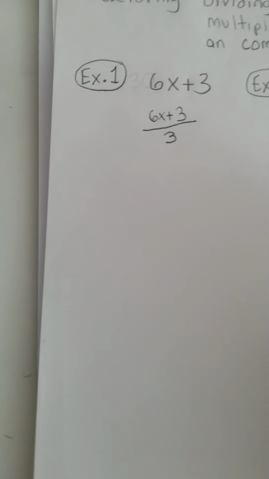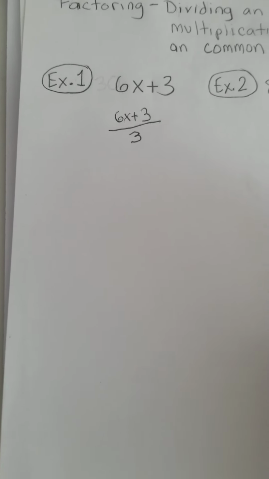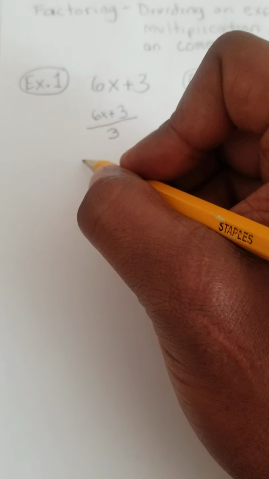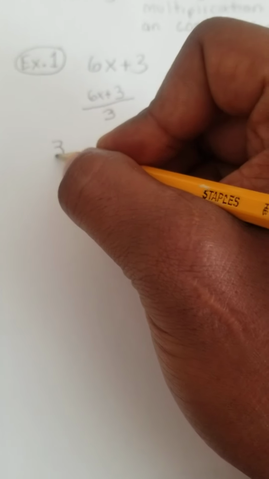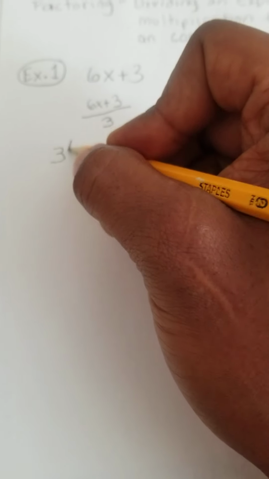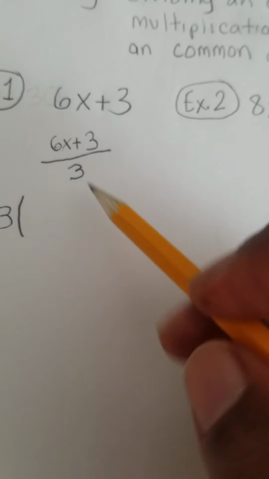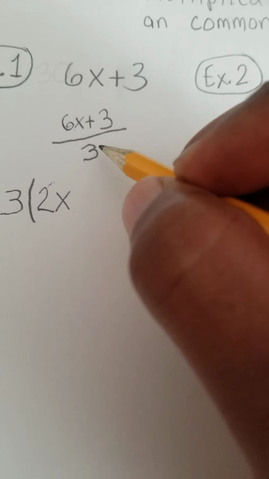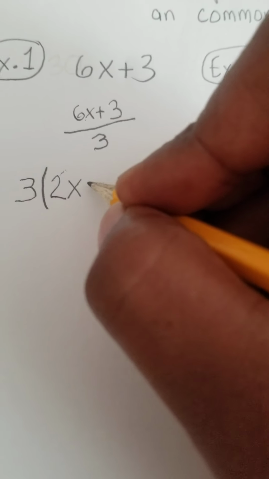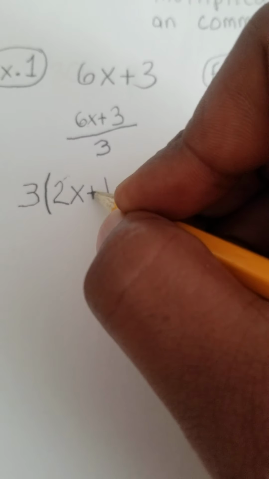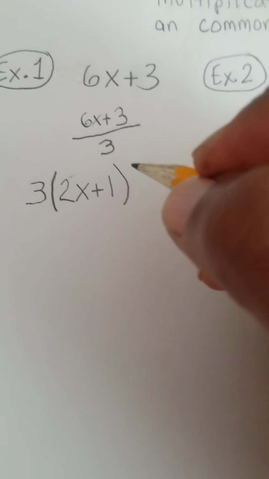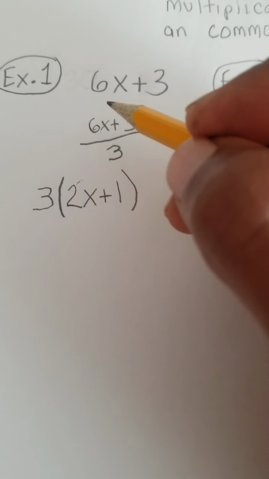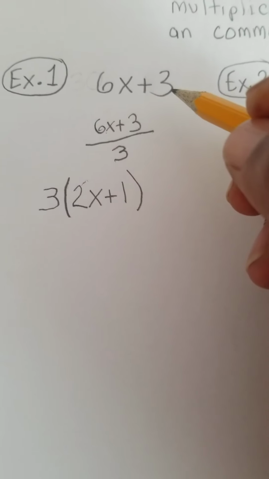Like I said, factoring is the opposite of distributive property. Since I've divided by 3, I've pulled the 3 out of my terms. So here I have 6x divided by 3. Of course, 6 divided by 3 is 2, giving me 2x. And then I have 3 divided by 3. Anything divided by itself is 1, and it's a positive 1, plus 1. So 3 is the greatest term that can divide into 6x and positive 3.